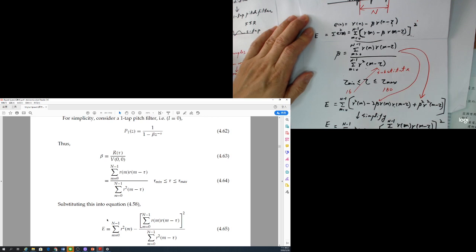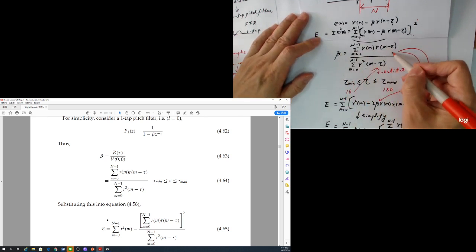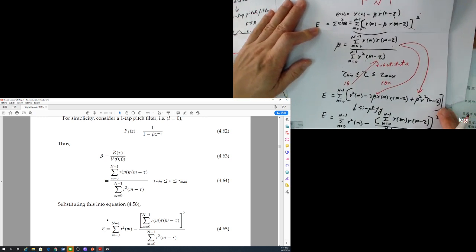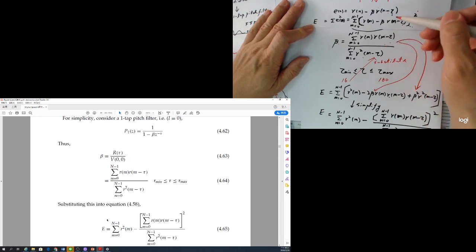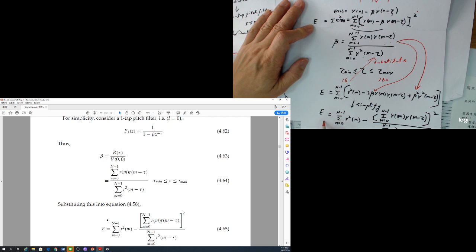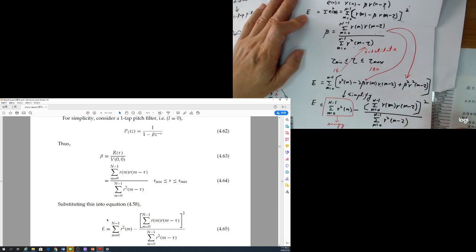This one is what's the beta? Beta, the best value is like this one. And then we have a best beta. So we substitute it into this equation. So we can get the total error in this speech frame like this equation. So this one is the residual signal energy. So this one is fixed. And this one depends on your tau.